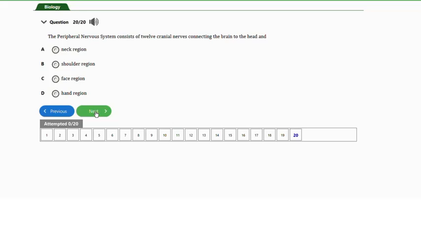The cranial nerves consist of 12 nerves which are connecting the brain to the head region and the neck region. So those nerves connecting the brain to the head region and the neck region are the cranial nerves. So guys, the answer to this question is option A, and that's neck region.